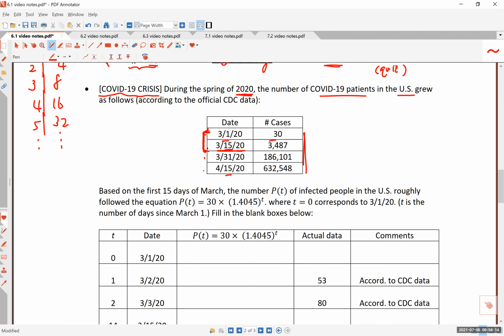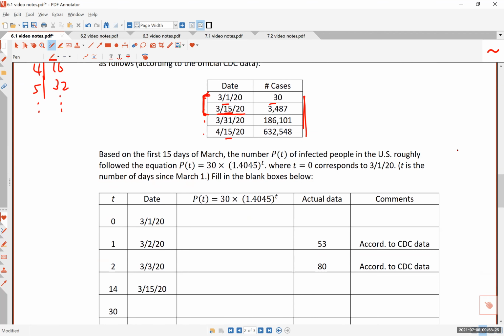Okay, in this 2-week period, what happened, and why did public health take such drastic actions, like closing and shutting down everything? All right. So based on the first 15 days of March, the number P sub T, where T is the number of days, and T is 0 corresponding to March 1st. Okay, so this is where T is equal to 0.